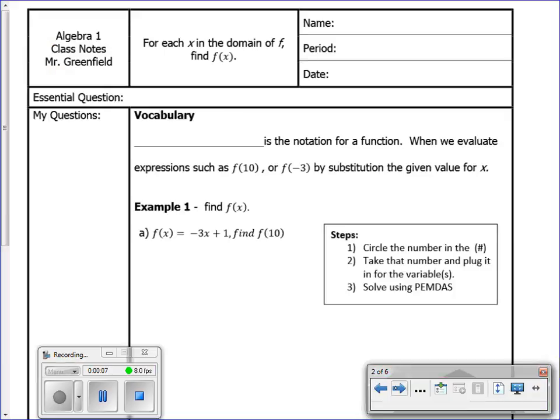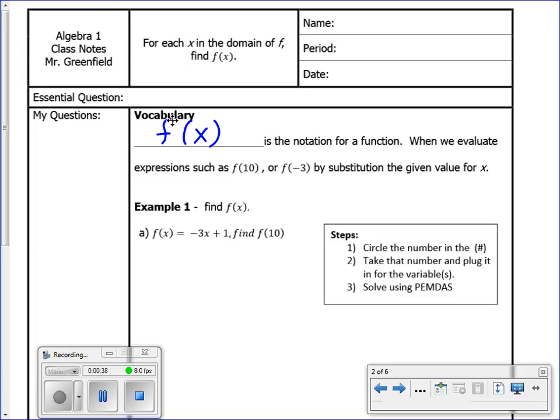Today our topic is: for each x in the domain of f, we are finding f of x. For our vocabulary, f of x, f parenthesis x parenthesis, is the notation for a function. When we evaluate expressions such as f of 10 or f of -3 by substitution, we substitute the given value in for x. So basically, when x is 10, you're plugging in 10 anywhere you see an x.